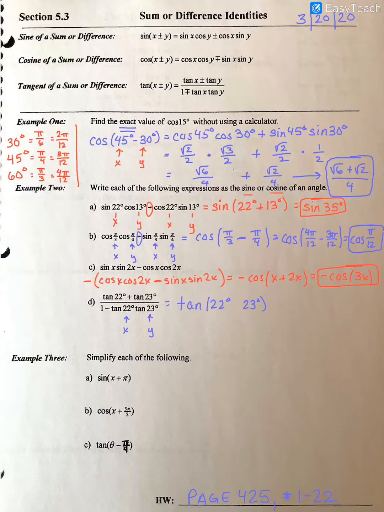And then check your signs. Do I want 22 plus 23 or 22 minus 23? Notice tangent will match up with your top sign and be opposite your bottom sign. And so that means I'm going to want a plus. Clean this up, and this simplifies to be the tangent of 45 degrees.